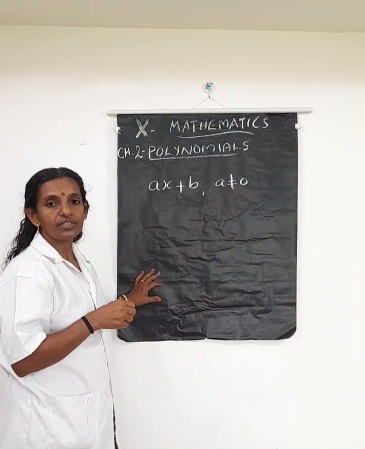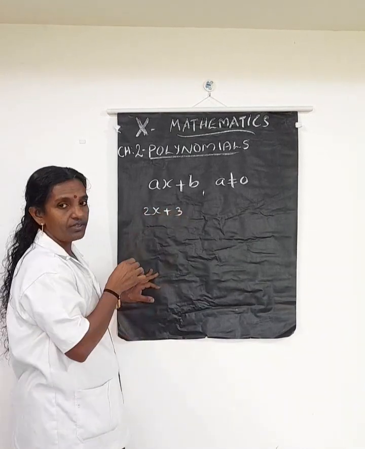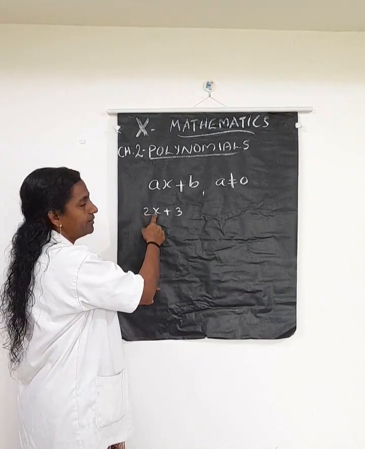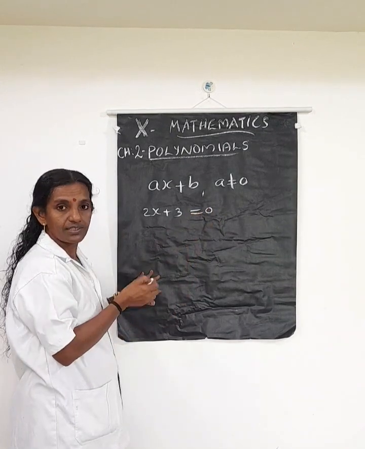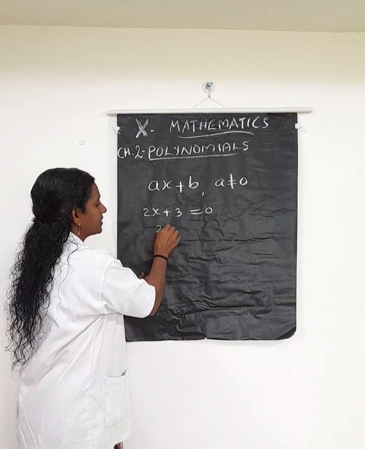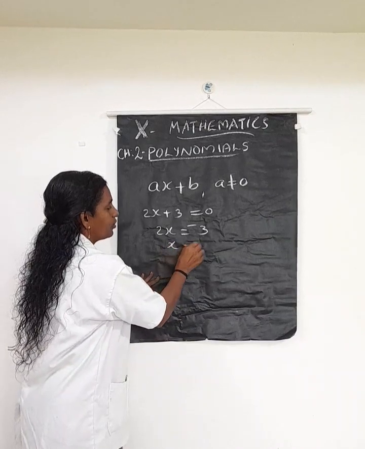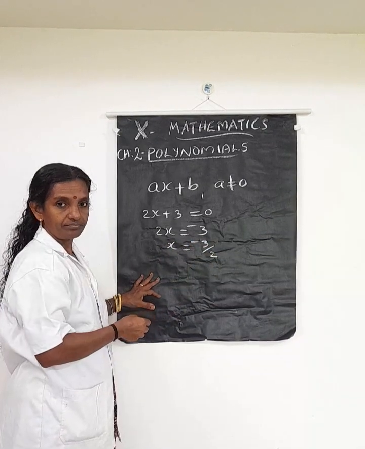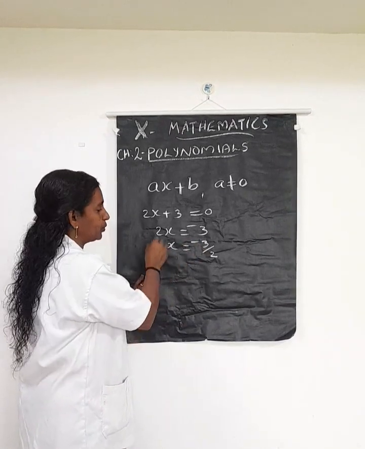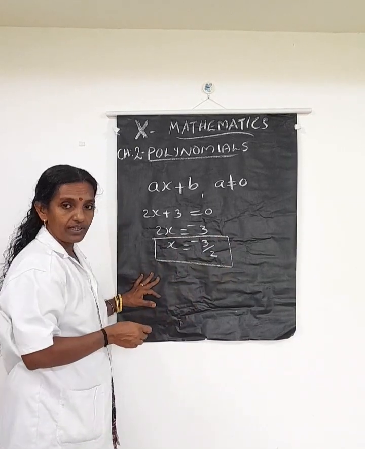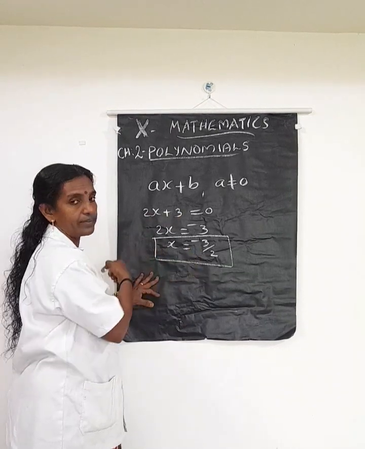How can we find the zero of this polynomial? Just we can see one example. 2x plus 3. It's a linear polynomial and in order to find the zero of this polynomial we can just equate it to 0. This you have already studied. That is 2x equal to negative 3. This plus 3 becomes minus 3 on the other side and x is equal to negative 3 by 2. So x, the variable, gets that value negative 3 by 2, and it is the zero of the linear polynomial 2x plus 3.